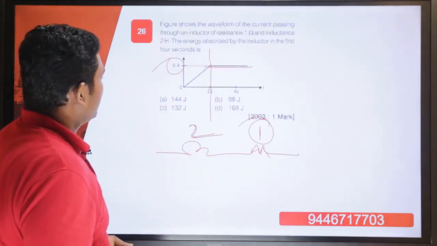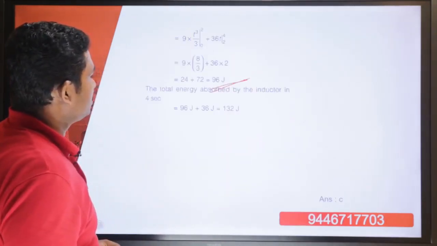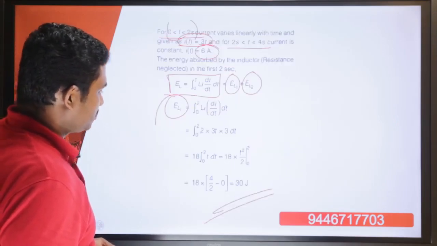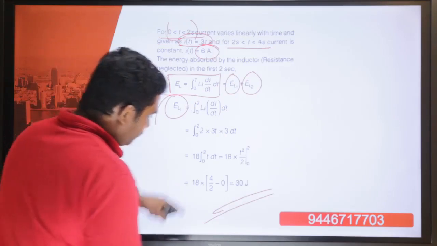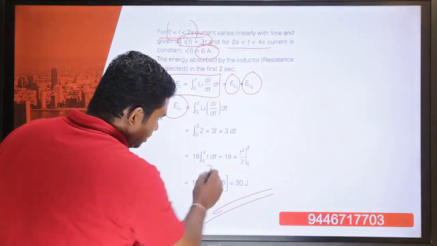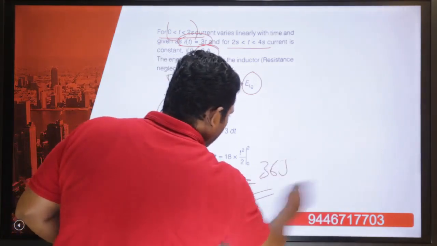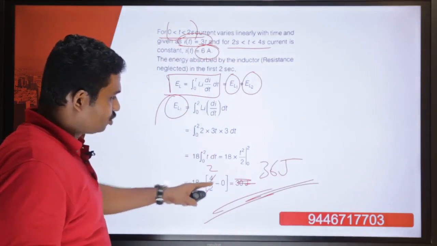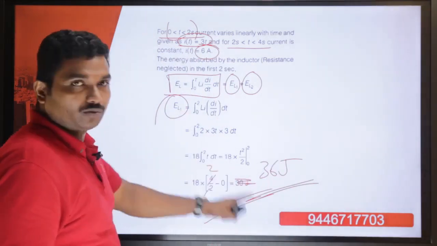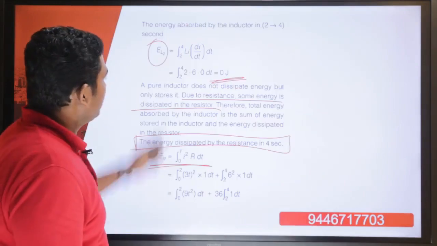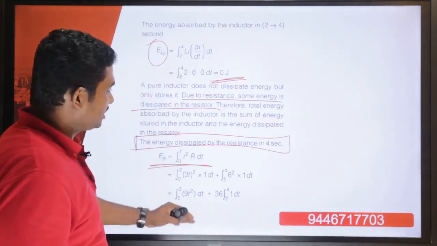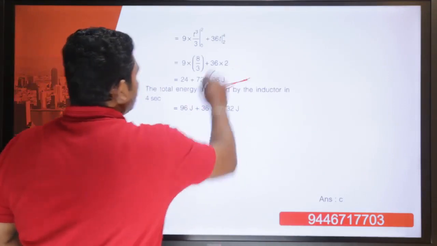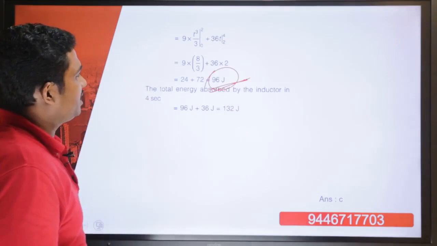What is our answer? Our answer is 132. When you do this, it is 18 into 4 by 2, which means 18 into 2. This is not 30, you will get 36 joules as EL1. EL2 is equal to 0. Now the dissipation in the resistance in the 4 seconds comes to be 96 joules.